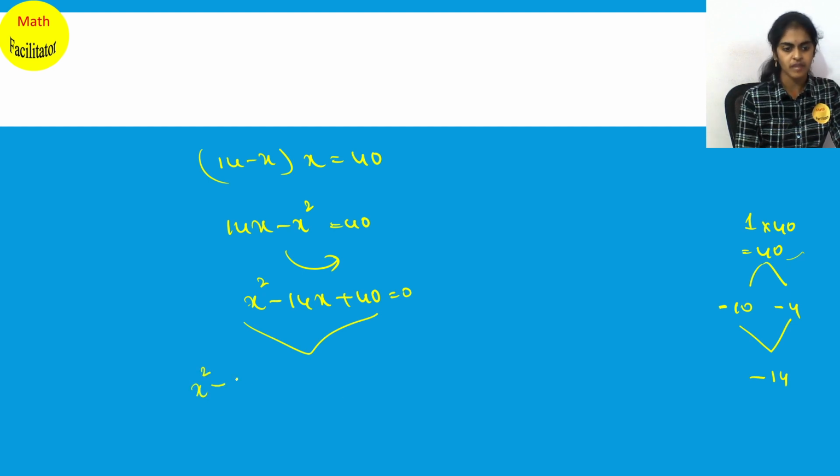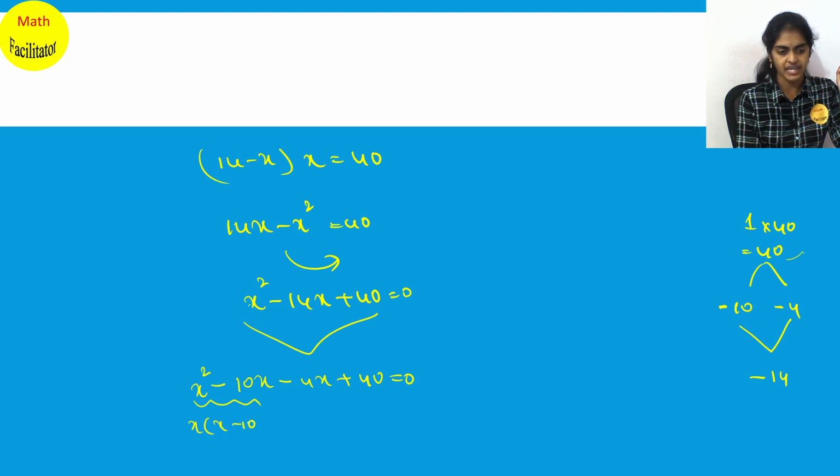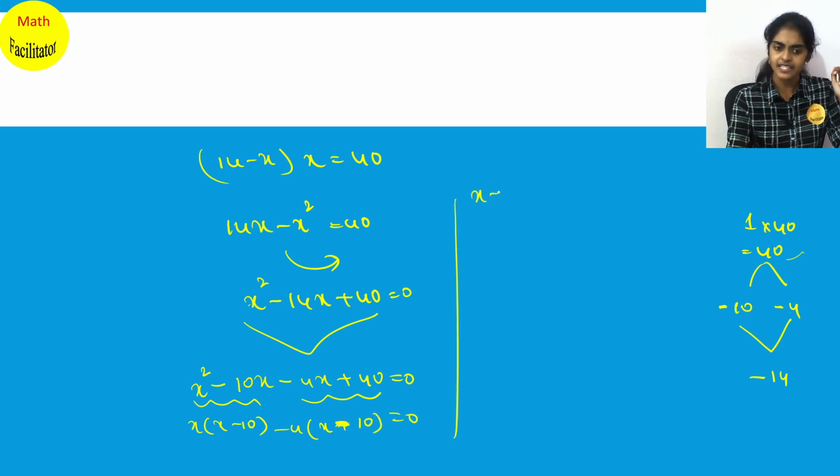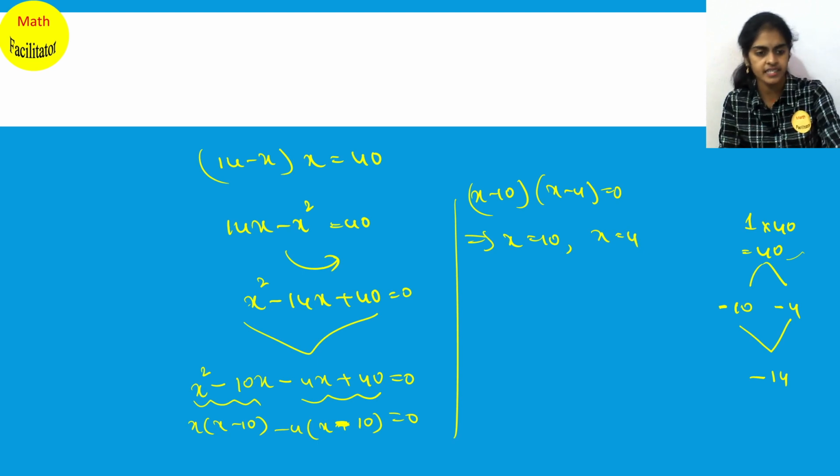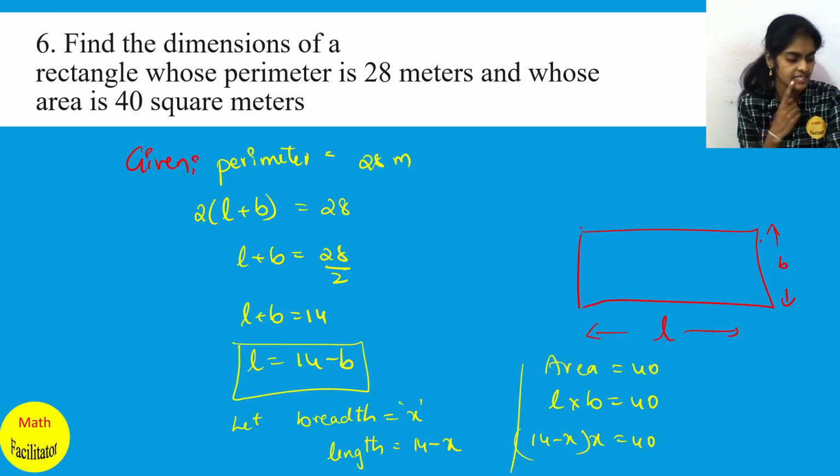So let us write it here. x square minus 10x minus 4x plus 40 equal to 0. From these two I can take x common, so I'll have x minus 10. From these two I can take minus 4 common, so I'll have x minus 10 equal to 0. Now again x minus 10 you can take common, so you'll have x minus 4 is 0. Or you can take x equal to 10 or x equal to 4. Both are correct, isn't it?